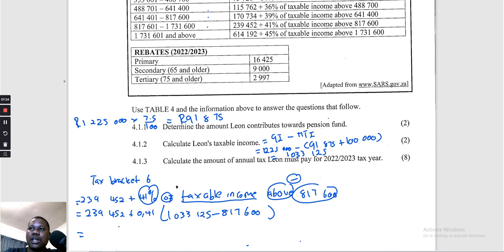Okay, so it's back now. It's going to be 239,452 plus... remember I have solved this on a calculator, so you can just say 0.41, open a bracket, 1,033,125 minus this, you will get 88,000.